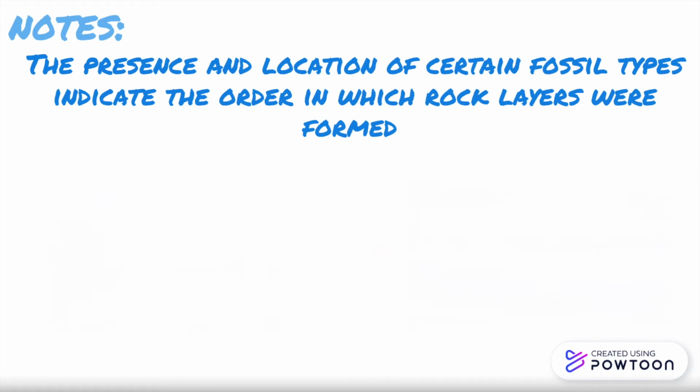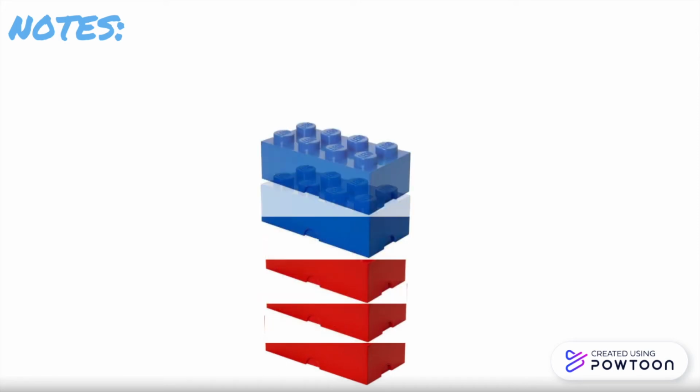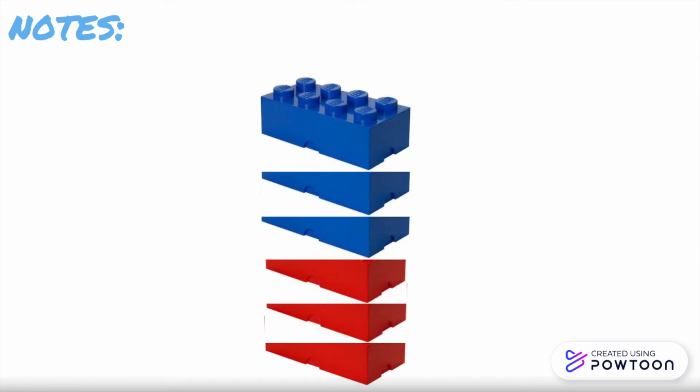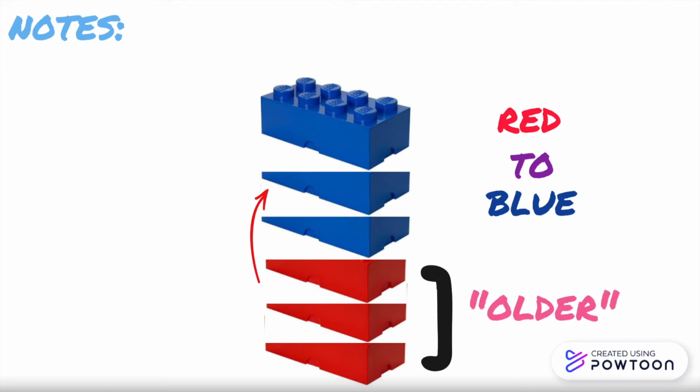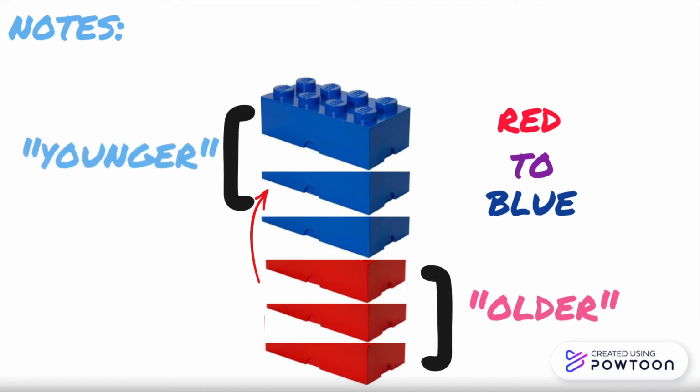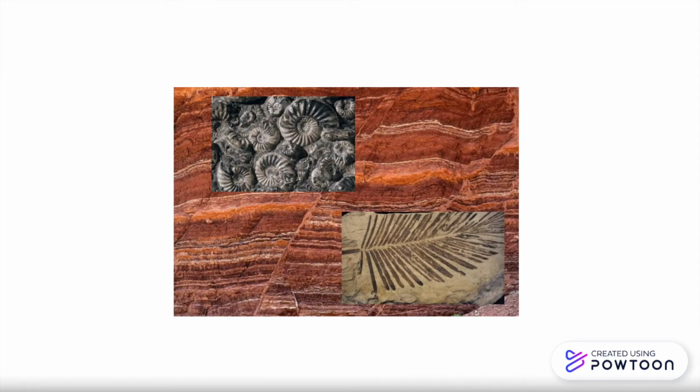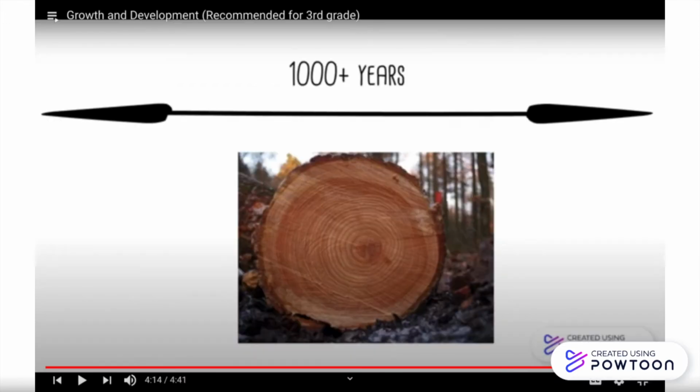Well, that's a good question. Let's look at it this way. Let's say I'm stacking red bricks, but suddenly I want to use blue bricks. If someone was looking at my tower, they would say that the tower changed from red bricks to blue bricks because I put the red bricks before the blue bricks. The red bricks are quote unquote older than the blue bricks, which are quote unquote younger. Since the marine fossils are above the plant fossils, we know from the brick logic the change happened from bottom to top. So now let's look at tree rings.